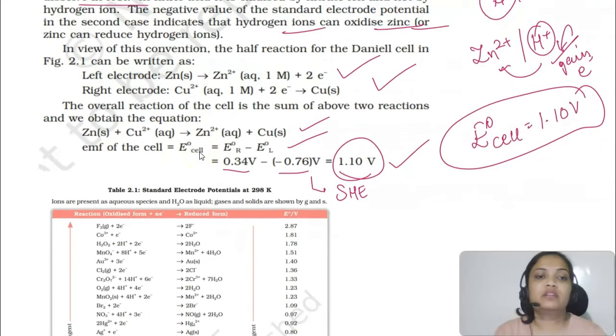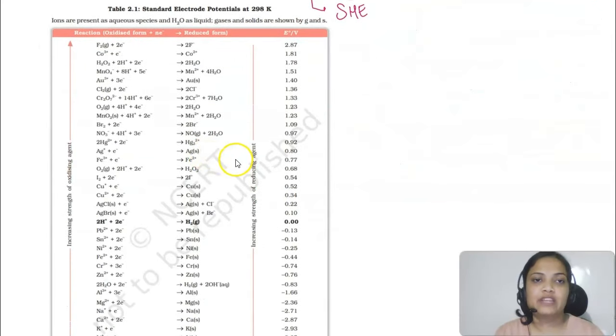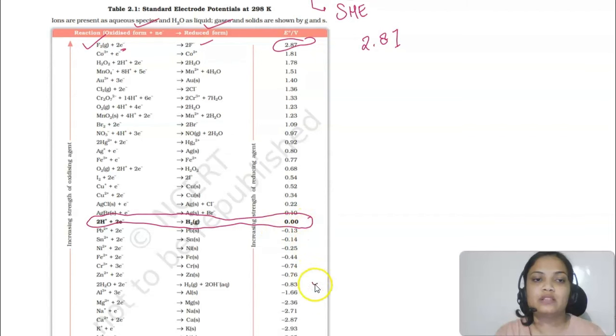Now I will show you the standard electrode potentials of various ions at 298 Kelvin. This table I have taken from the NCERT. You can find it there, don't need to worry. See, this is why NCERT is very important. Everything is given in NCERT. Now you can see this is the oxidized form and this is the reduced form. Here fluorine atoms are gaining electrons and converting to fluoride ion, and you see their reduction potential is 2.87. This is hydrogen in this case, and below hydrogen you can see negative values.